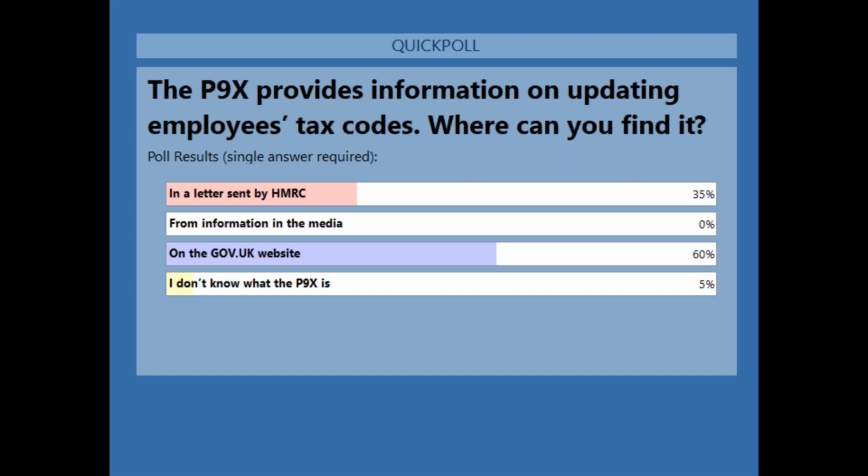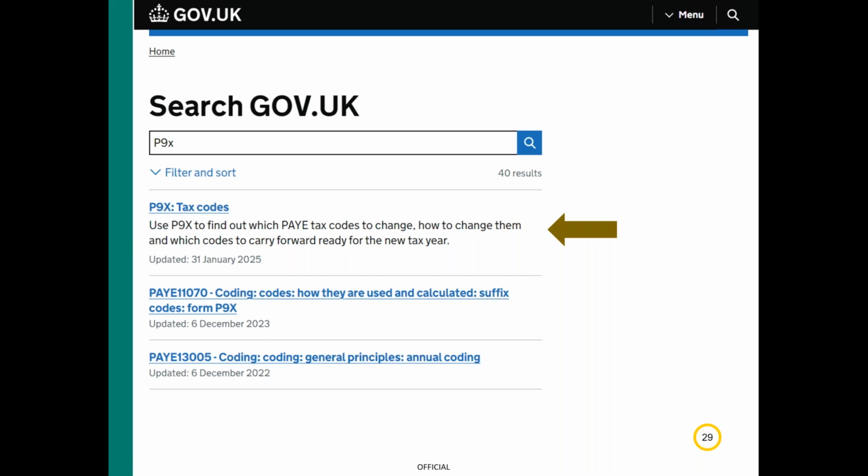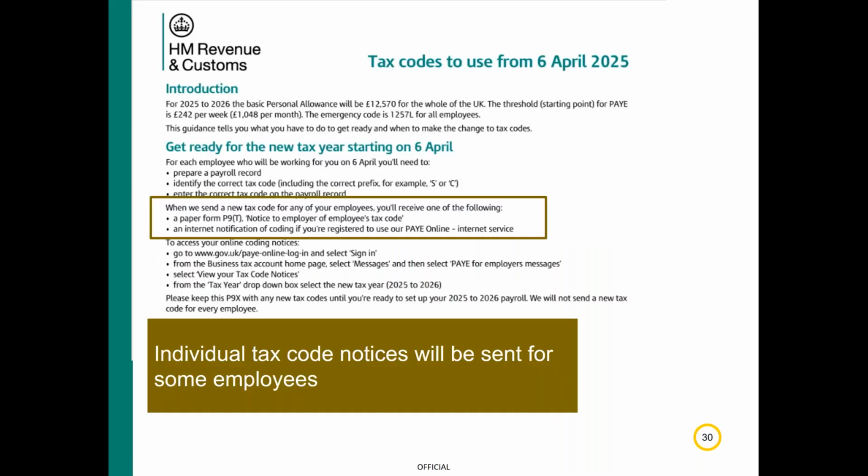The P9X is an online help sheet. There is a link to the 2025 P9X in your handouts, or you can search on gov.uk. You should follow all the guidance on the P9X. For example, it explains you could receive individual tax code notices for some employees. It also reminds you how to view the new tax codes if you receive them online.